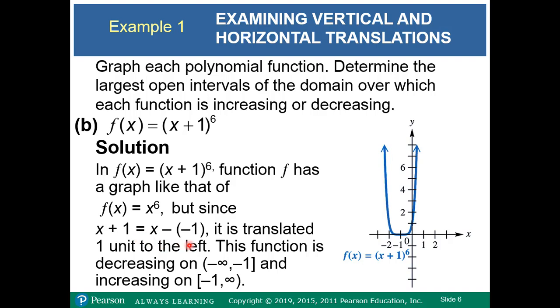Okay, and it's 1 unit to the left. Now this function is decreasing from -infinity to 1. Now I would not put the square bracket here. This is incorrect. You do not put the square bracket because at 1 it's neither decreasing or increasing. So we would not include 1 in that. Okay, and we would not include 1 here.